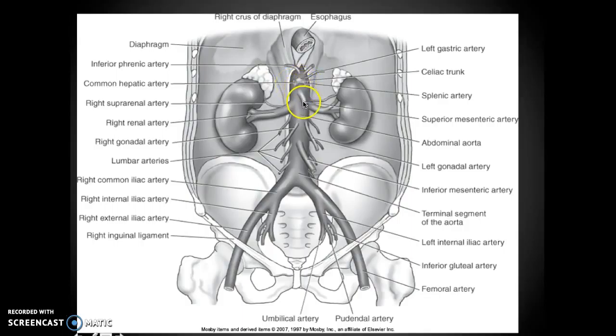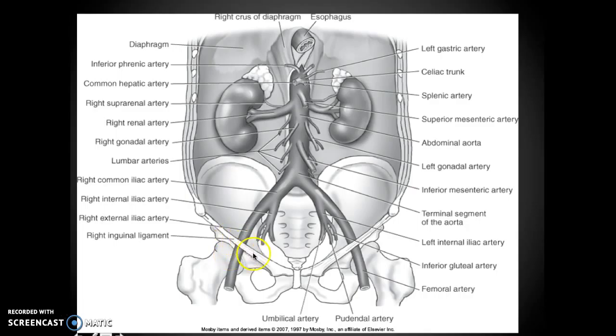Heading down, we have our superior mesenteric artery with your right and left renal arteries. Coming down, we have gonadal arteries up top, and then along the sides, we have your lumbar arteries. You have your inferior mesenteric artery. Here is your iliac bifurcation. You have your right common iliac, and then you have the right internal common iliac and your left external common iliac.